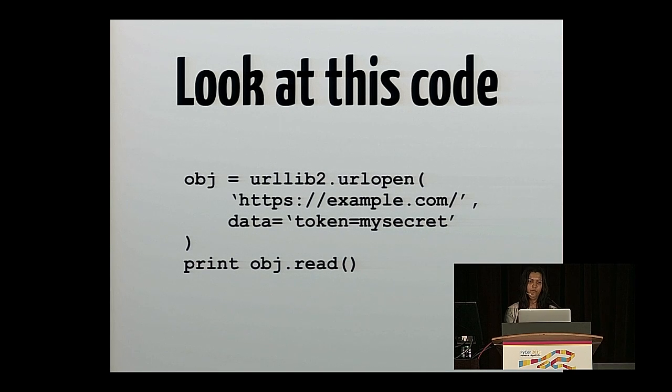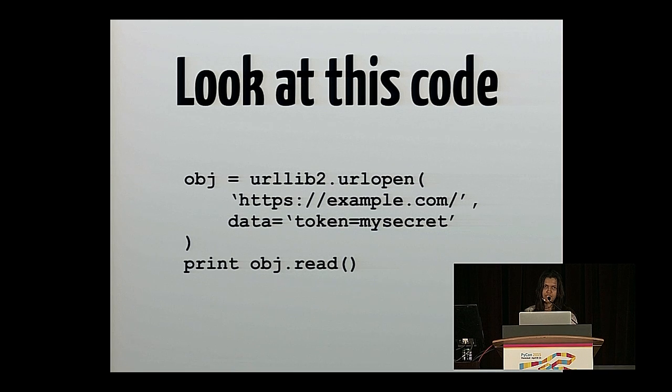Let's start with some code. It's a simple line that tries to open a website and give it some data, in this case, a secret as a token. And there's HTTPS in the URL. So it looks secure, right? I mean, HTTPS stands for HTTP secure. But sadly, this is pretty much insecure, and it's as bad as not using any encryption at all.